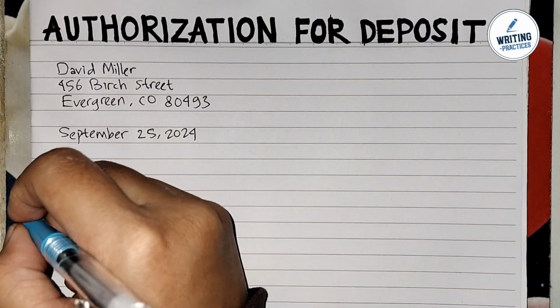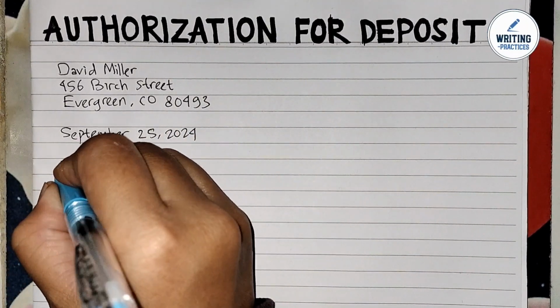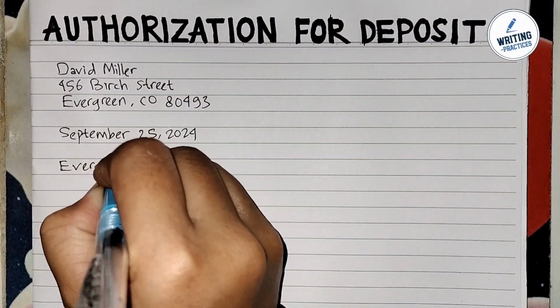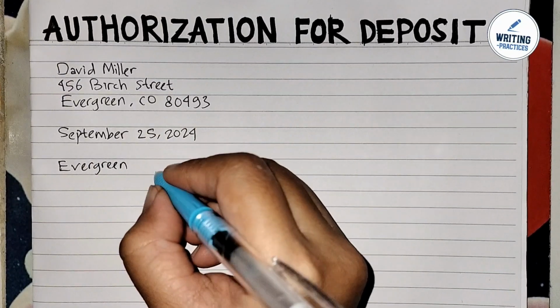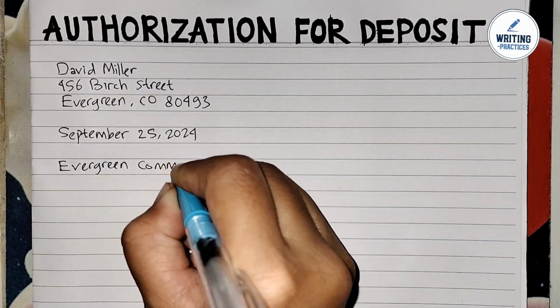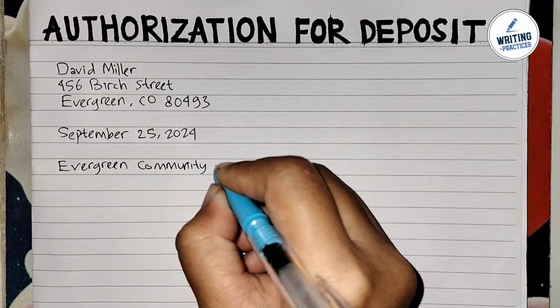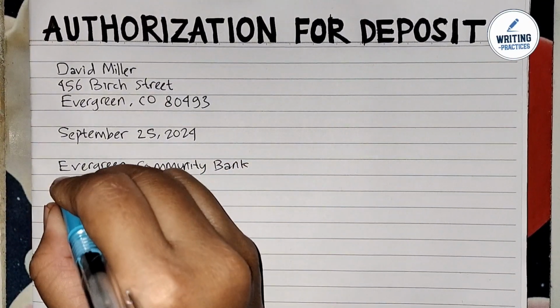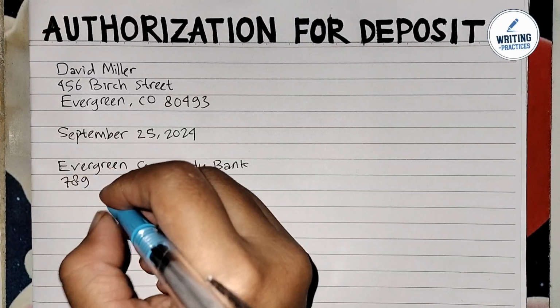Check this out. First of all, you need to write your full name. Under it, write your home address. Yes, you need to write the number, street name, city, state, and the zip code. After that, you can write the date of the letter. Here, you can use the format of month, date, and year.